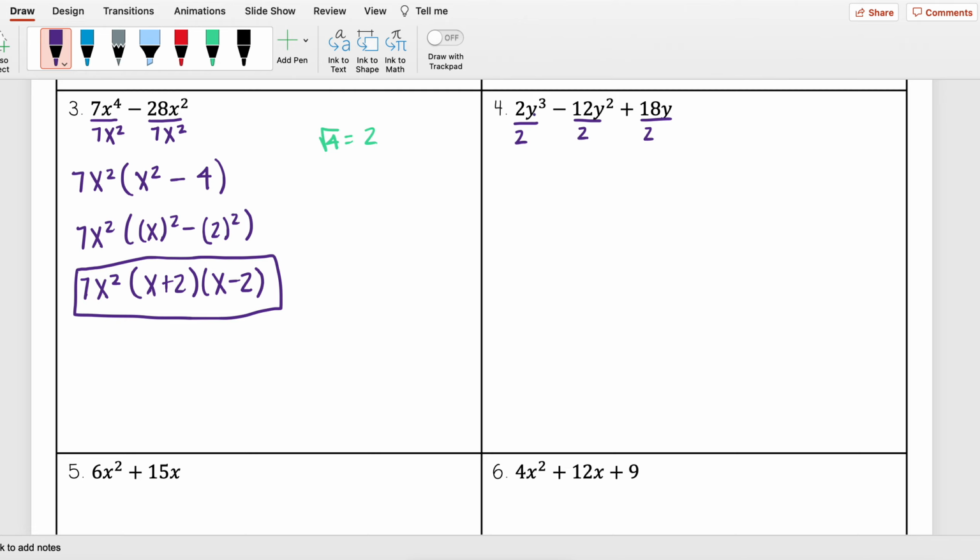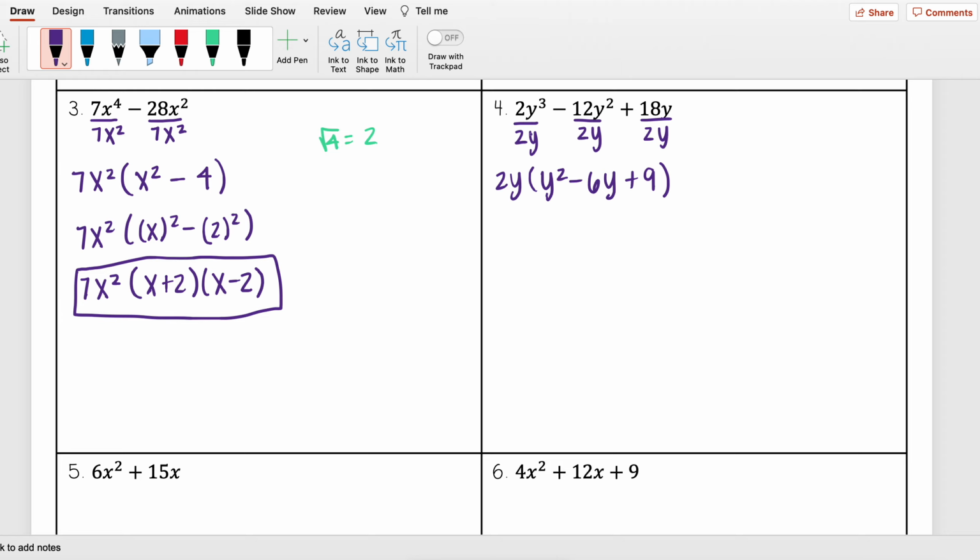And then I also see that they all share a y, and so that means I can also factor out a y. So my GCF here is 2y, and when I divide that out from each term, I get 2y cubed divided by 2y is y squared, 12 divided by 2 is 6, y squared divided by y is y, plus 18 divided by 2 is 9, and then y divided by y is 1. And so I see here I'm left with a trinomial.